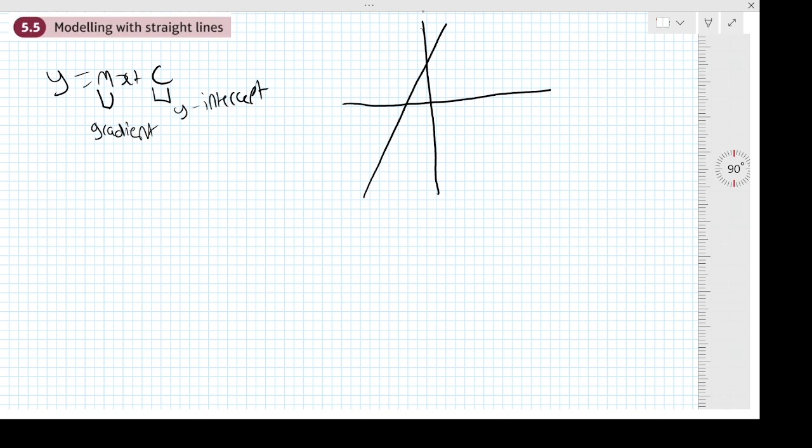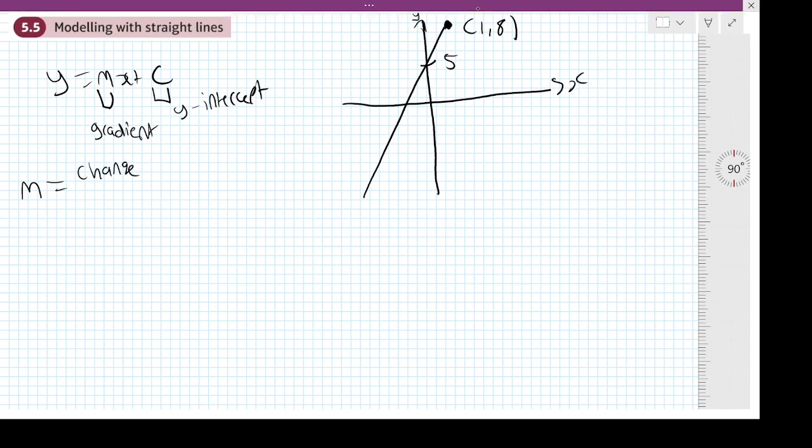As an example here, if this was the point (0, 5), the y-intercept was 5, and let's say this point up here was (1, 8). So the x is 1, and y is 8. Then we would compute the gradient m as change in y over change in x. That's the x-axis, and this is the y-axis.